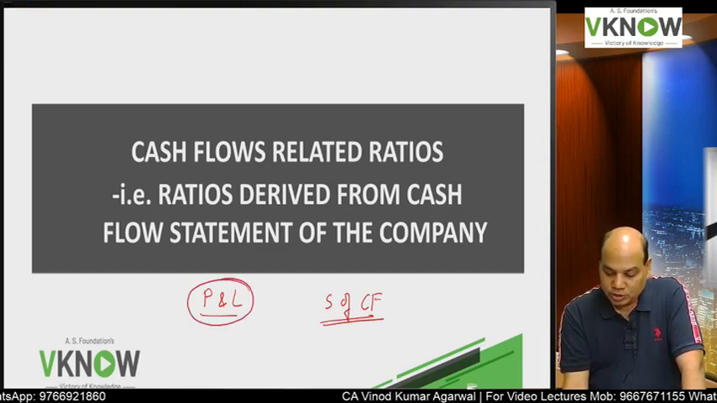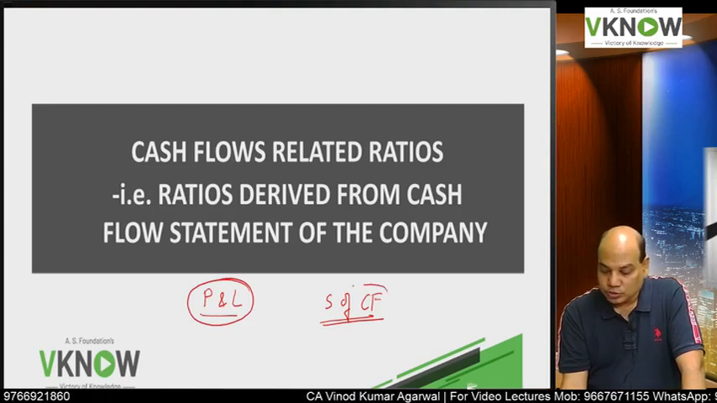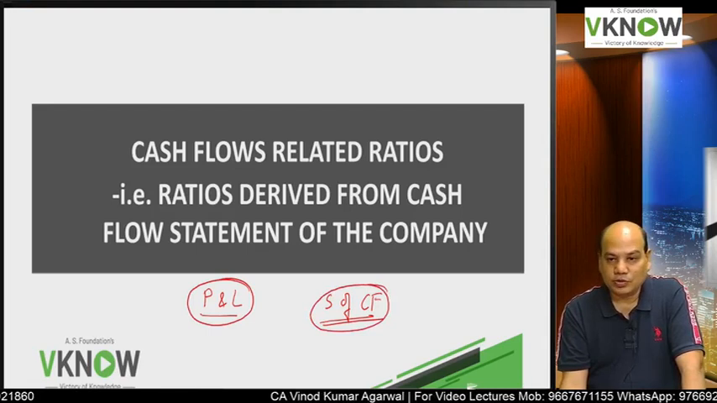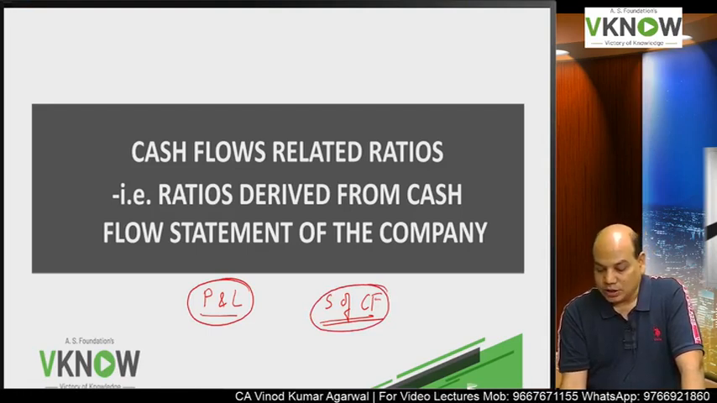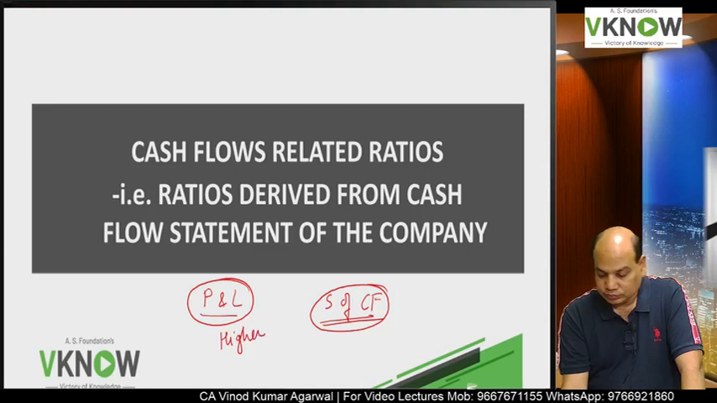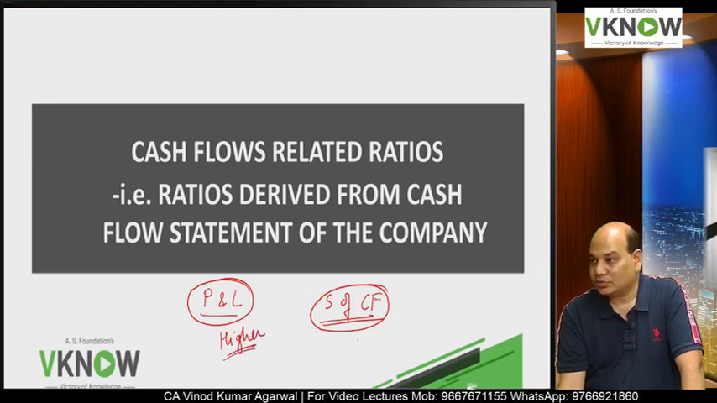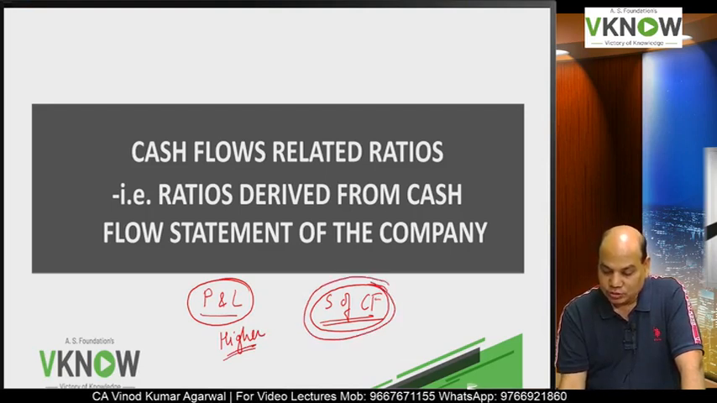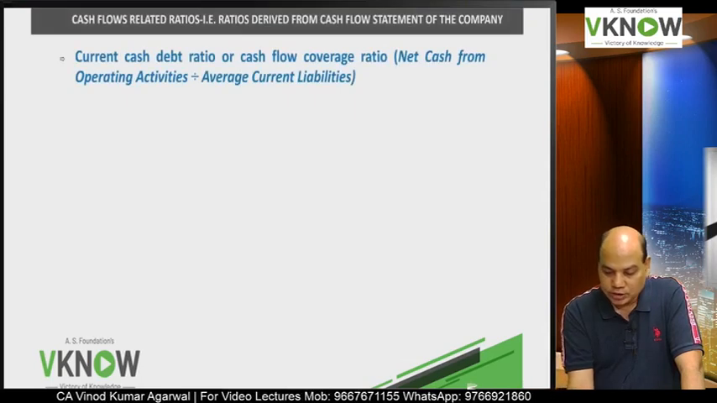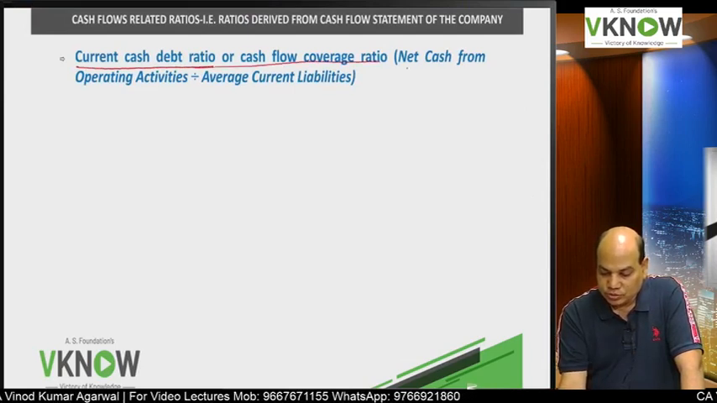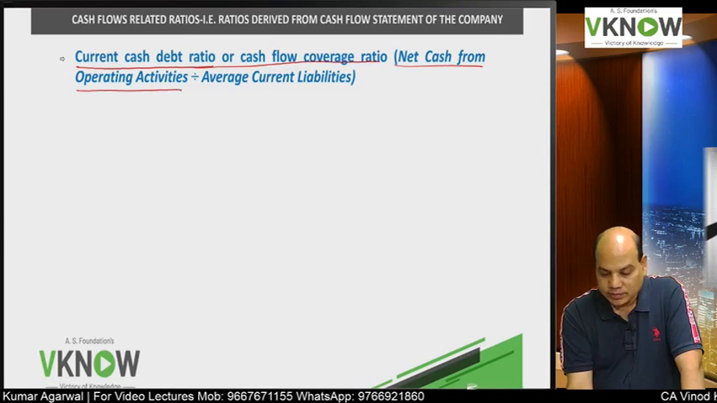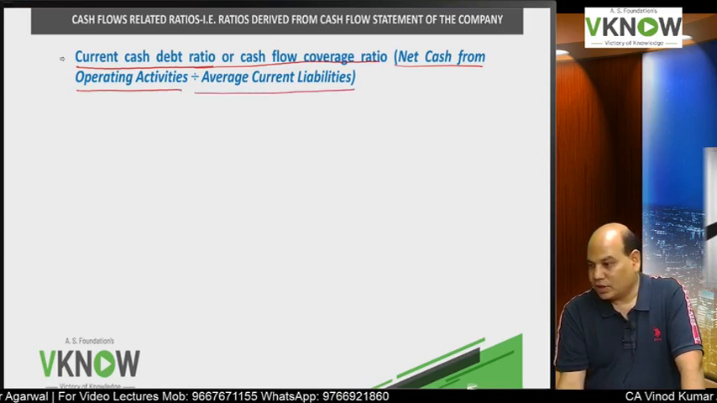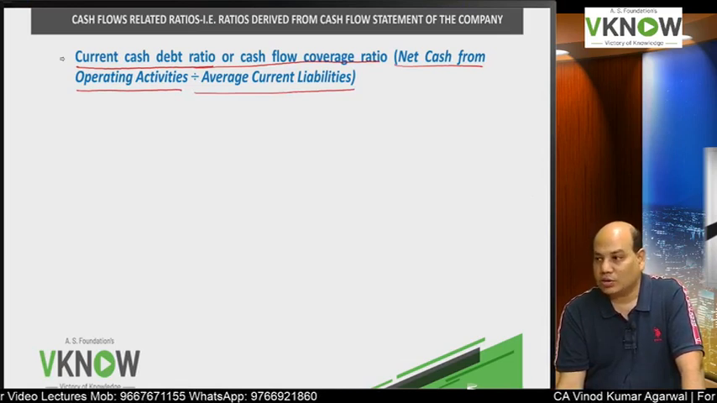The profit and loss account is prepared on an accrual basis, but the cash flow statement is prepared on actual inflow and outflow of cash. It has been observed that companies are showing higher profit, but they don't have enough cash flow. So now the company also will have to give some ratios relating to cash flows, like the current cash debt ratio or cash coverage ratio, that is net cash flow from operating activity divided by average current liability, to see whether your cash flow from operating activity is sufficient to pay your current liabilities.